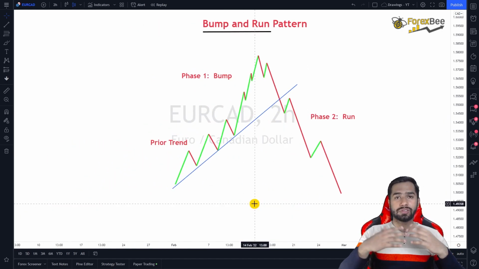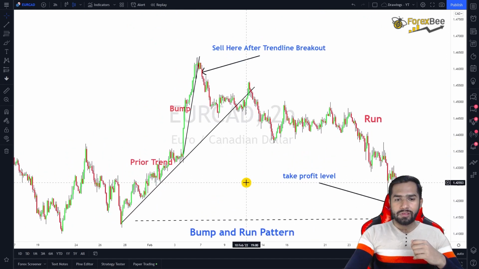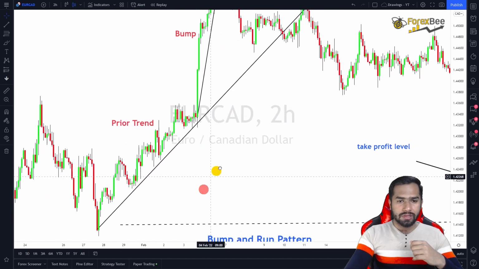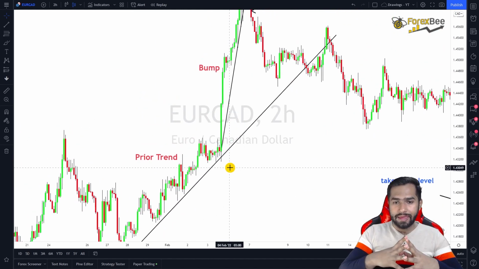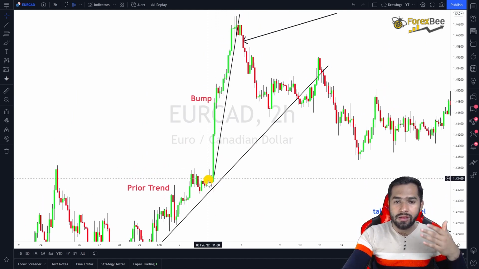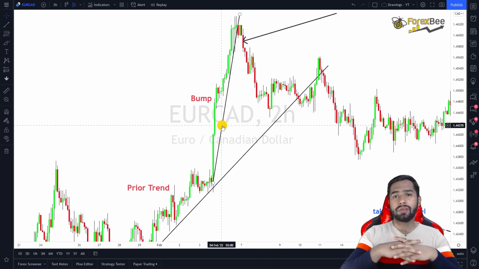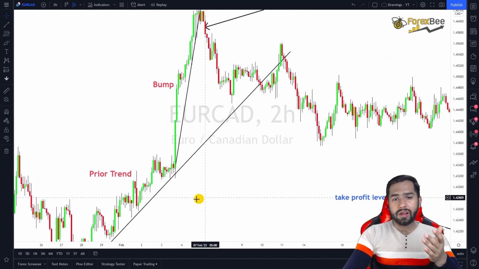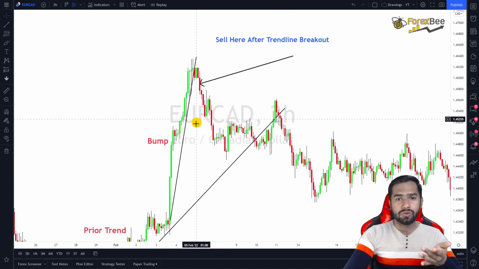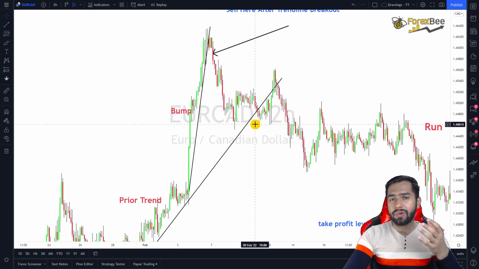So now let's go towards the charts and see how you can trade this bump and run pattern on the chart. So let me just go down, and here if we zoom in, we can see the formation of these continuous higher highs and higher lows, which means the market is moving inside a trend. And suddenly the angle of inclination increases drastically, and here you can see the buyers giving impulsive moves. The prior trend is bullish, but after that a bump is formed. So this is a valid bump, and this is the first phase of the bump and run pattern.